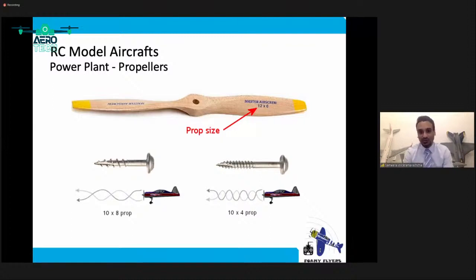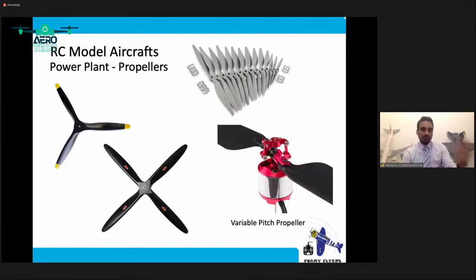And for example, you can use a 12 by 6 propeller, and on the same motor, you can use another 10 by something propeller, which is less diameter. That means obviously the thrust is going to be less. However, the motor loading will be less as well. So you'll have to consider those things as well. There are so many variants of propellers that you can choose from.